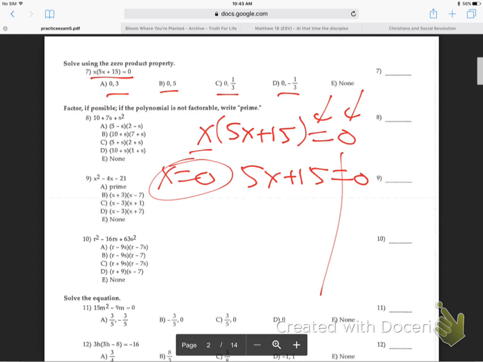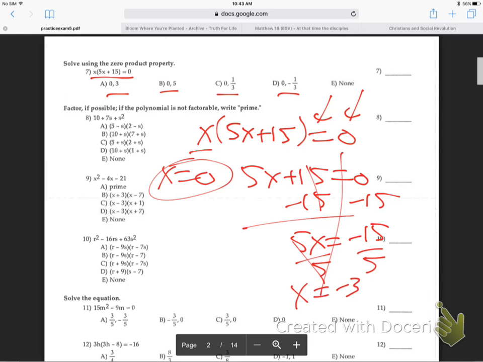X is in and won't be alone. Subtract the 15. 5x is minus 15 divided by the 5. X is minus 3. So there's our 2 answers. 0 and minus 3, where is that? Oh, it's not there. It's disturbing. They try to trick us with the first one. It's none of the above. There it is. See, yeah.